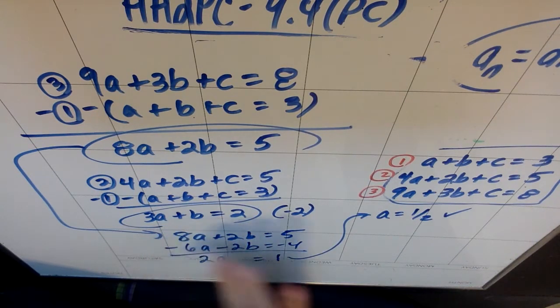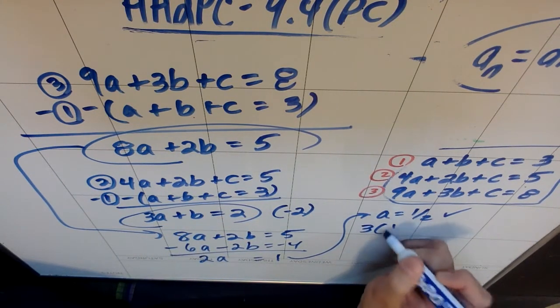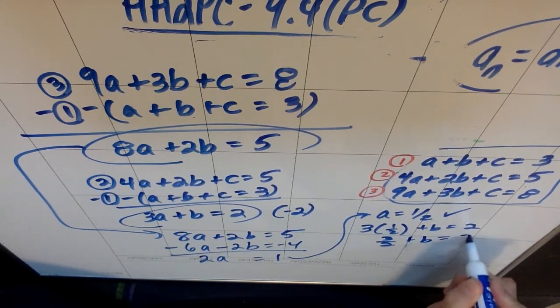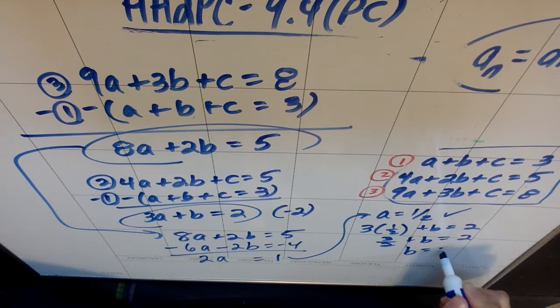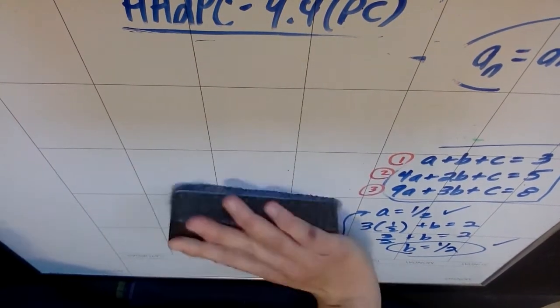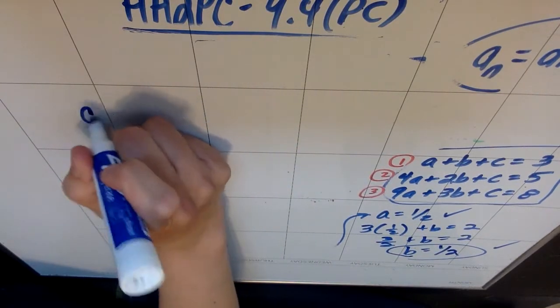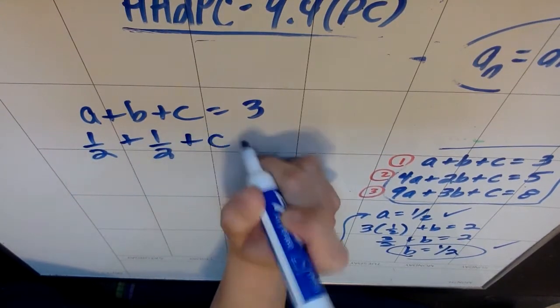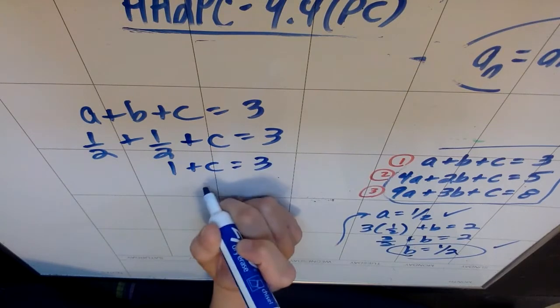Once I know a, I can use either of these to back substitute and get b. So 3a, which was 3 times a half, plus b is 2. That's 3 halves plus b is 2. So b seems to be a positive 1/2, because this is 4 halves minus 3 halves. So b is also a half. Check. Once I know a and b, it's a really simple matter to plug in and find c. I'd probably plug into a plus b plus c equals 3. Now that I know a is 1/2 plus b, which is a half, plus c is 3, so that's 1 plus c is 3, and I get c is 2.